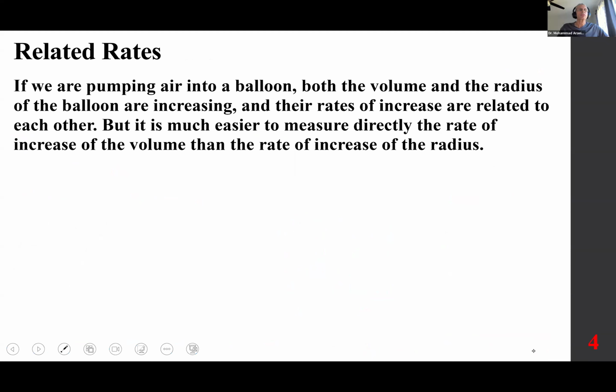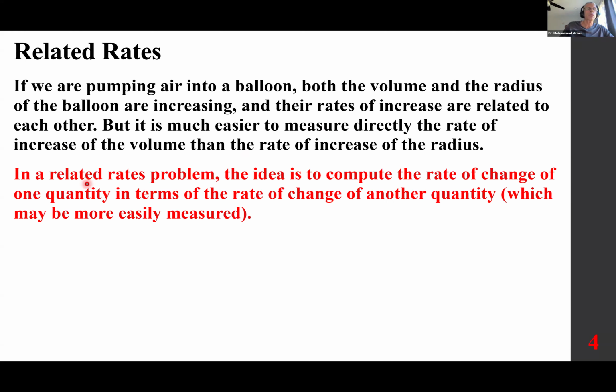And now related rates. If we are pumping air into a balloon, both the volume and the radius of the balloon are increasing. And the rates of increase are related to each other. But it is much easier to measure directly the rate of increase of the volume than the rate of increase of the radius. In a related rates problem, the idea is to compute the rate of change of one quantity in terms of the rate of change of another quantity, which may be more easily measured.